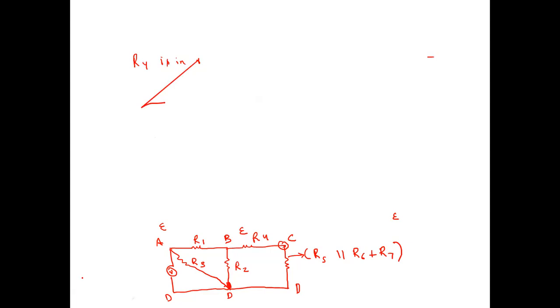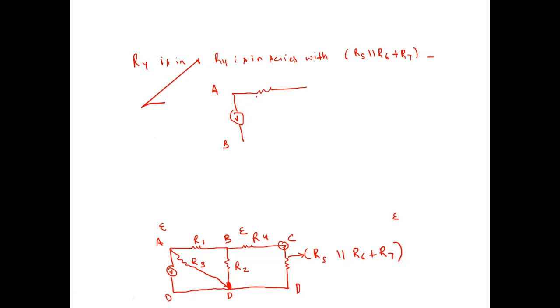Yeah, sorry for that. R4 is in series with R5 parallel with R6 plus R7. So now we have another network, that is your R1. Okay, then here is my voltage source here. Okay, this is my A point, this is my B point.